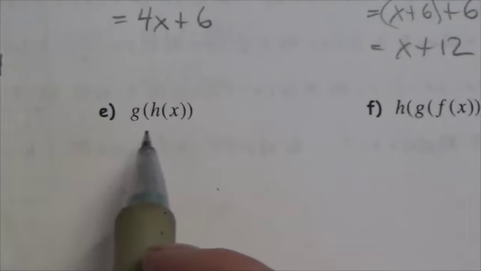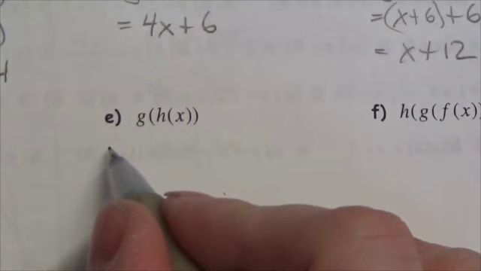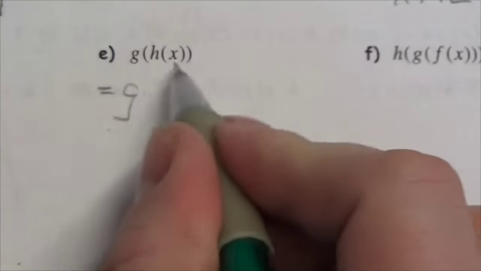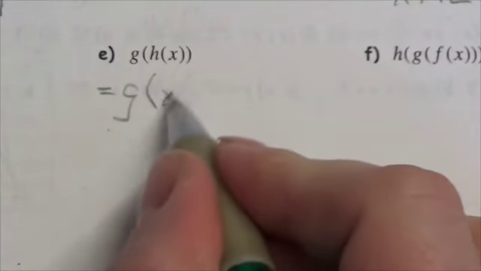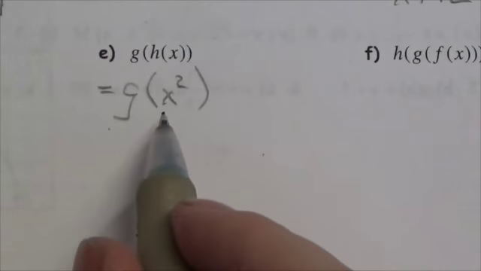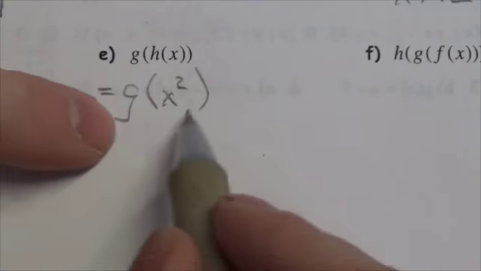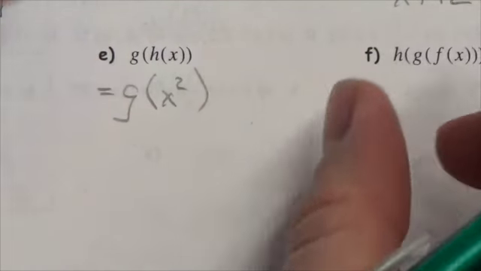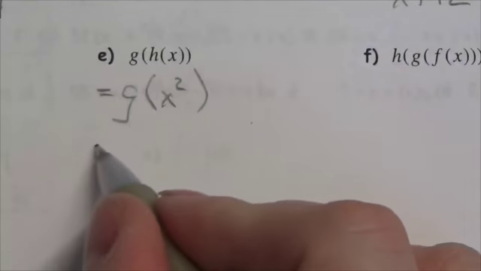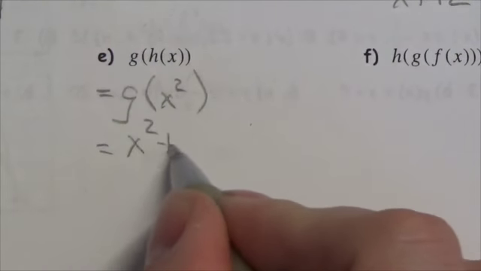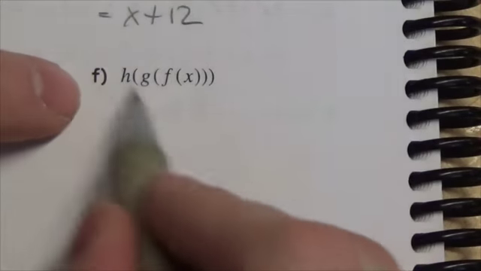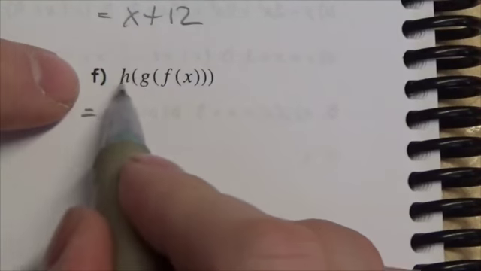Now, we haven't used h yet. So g of h of x. Now, h of x, if we look back up here, h of x is x squared. So this is going to be g of, I can simply replace h of x with x squared. That's what it is. Okay? Now, g takes the independent variable, whatever's inside those parentheses is the independent variable, and g adds 6 to it. So this is going to become x squared plus 6.